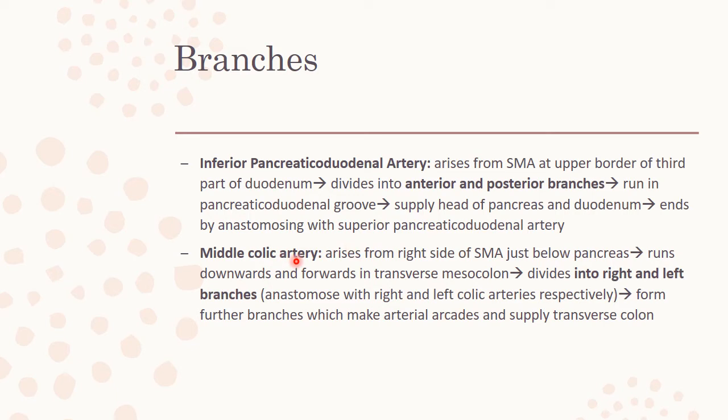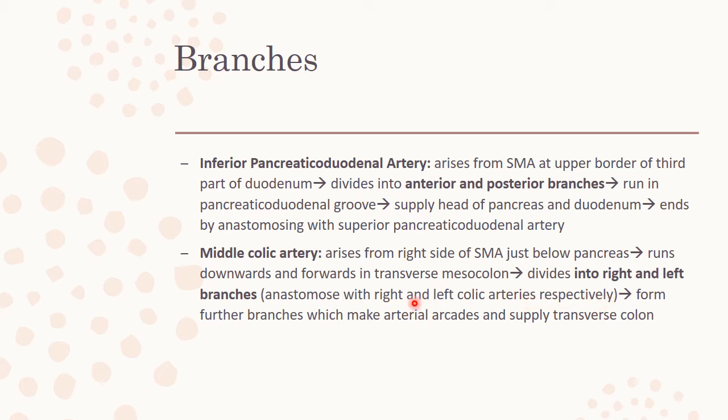Then we have the middle colic artery. We have said that this arises from the right side of the superior mesenteric artery, just below the level of the pancreas. It runs downwards and forwards in the transverse mesocolon. So it runs in the mesentery of the transverse colon, and over here it divides into right and left branches. These right and left branches are going to anastomose with the right and left colic arteries respectively.